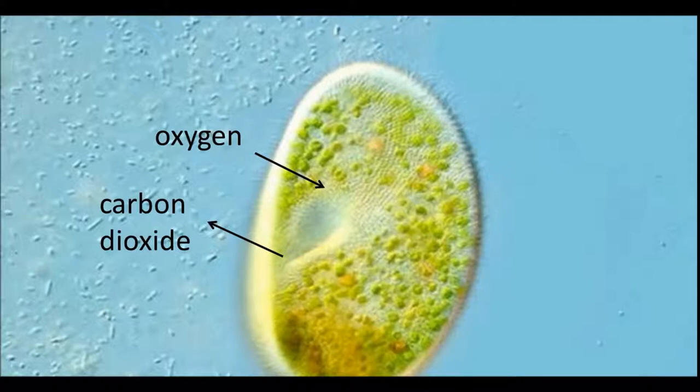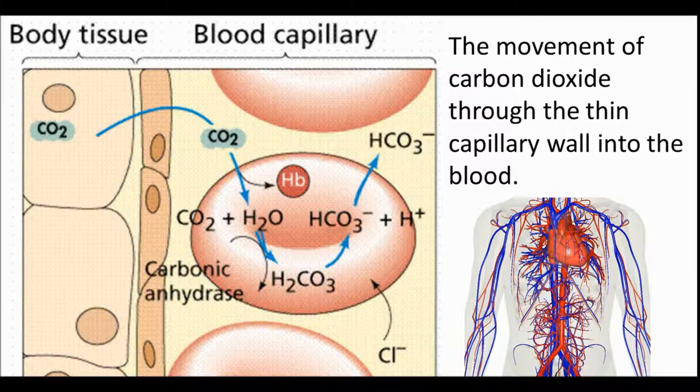Now, a single cell creature like this can do it through its membrane. It can just absorb oxygen and get rid of carbon dioxide. Because it's so small, it happens over short distances, and it doesn't need a circulatory system. However, in creatures like us, in large multicellular creatures, we need to be able to deliver oxygen and carbon dioxide to every single part of the body.